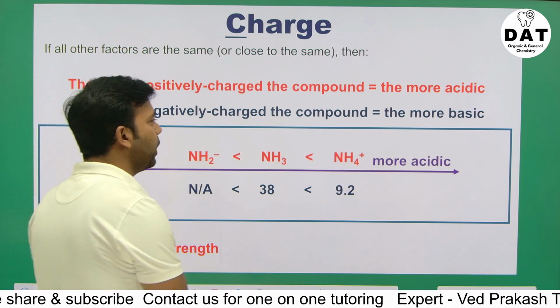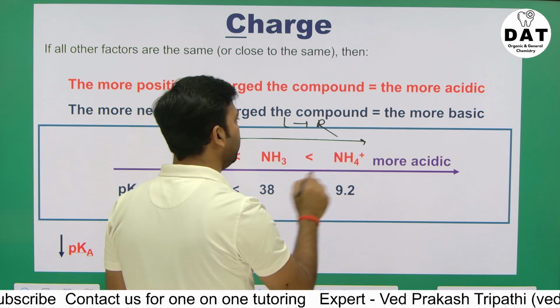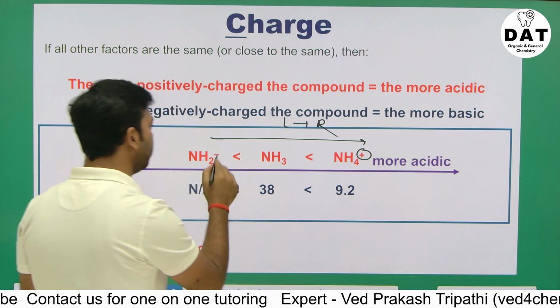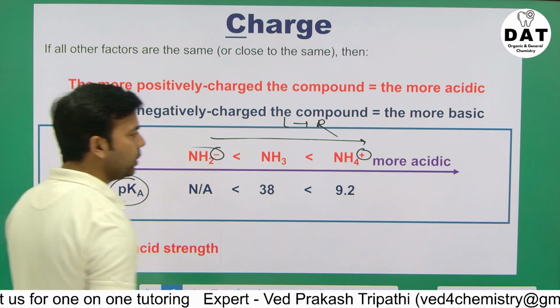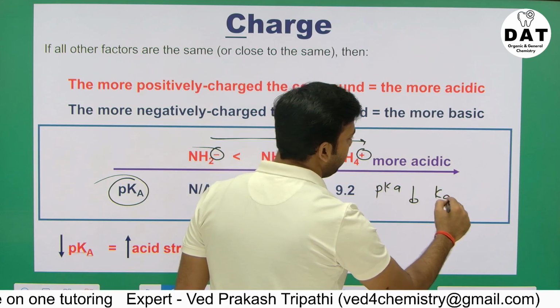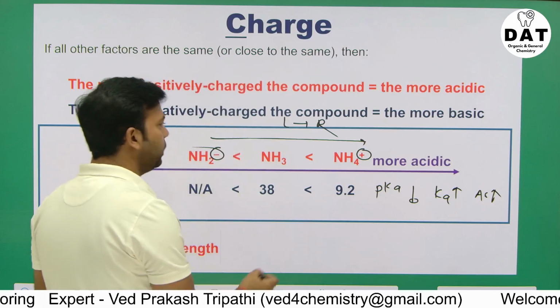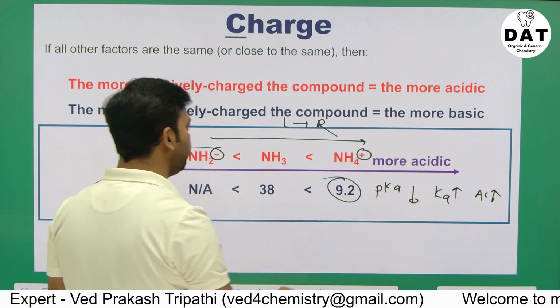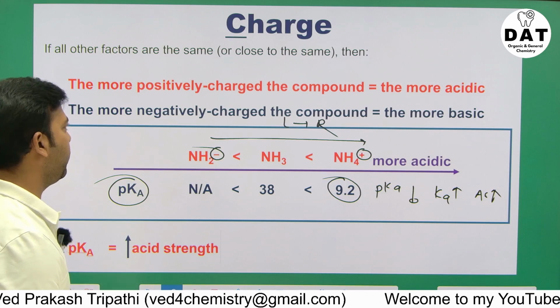Here as well you can see the acidic strength increases as you move left to right in this compound, because it is positive and this is a negative charge. And look at the pKa value. Lower the pKa, higher the Ka and higher the acidic strength. So you can see this one is 9.2, the lowest pKa if you compare. That's why the most acidic is NH4 plus, the ammonium ion.